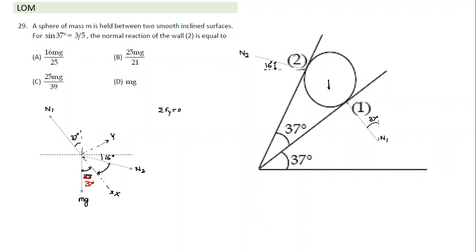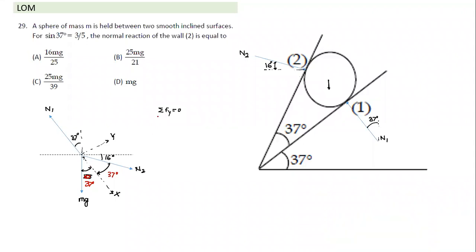What is this angle here? I need the angle of N2 from the x-axis. Total angle is 90, so 90 minus 37 minus 16. How much am I left with? 37. So when I take the y component, are you following this?